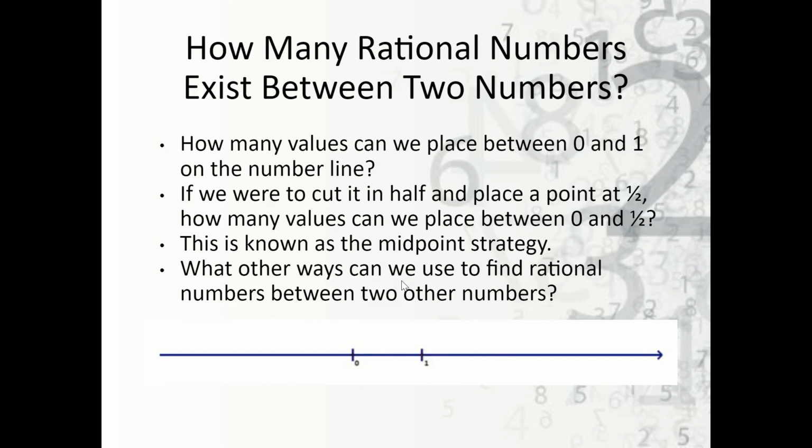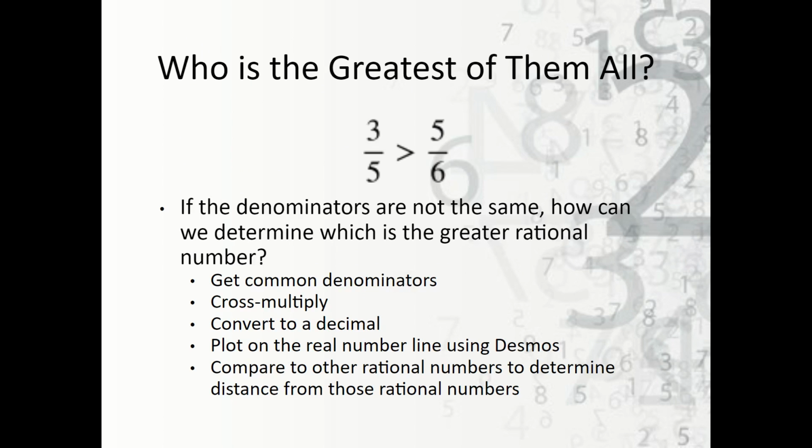So now, who is the greatest of them all? We have 3/5 is greater than 5/6. And we need to determine whether that is a true statement or not. So if the denominators are not the same, how can we determine which is the greater rational number? Well, one answer is we could get common denominators. So I could change this to be over 30 and this to be over 30 and then see what our answer is. That's a lot of work, but that is a possibility.